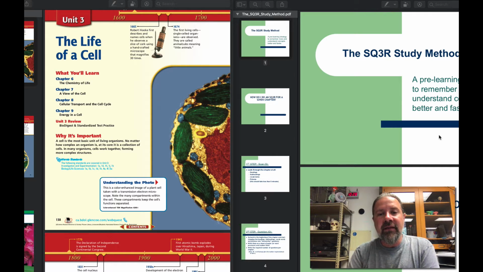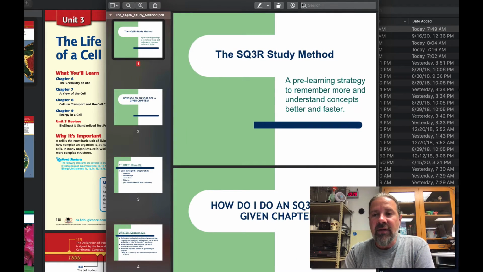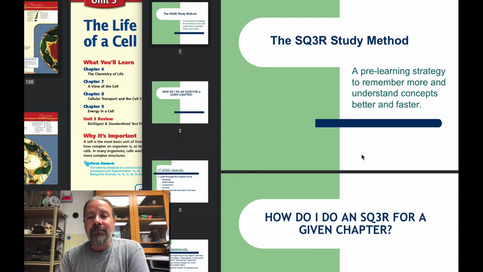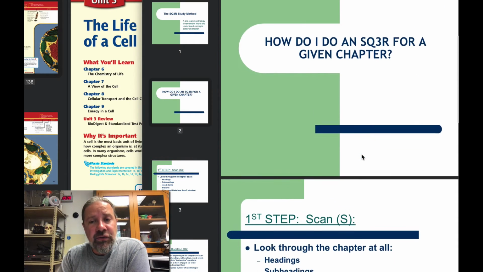So let's take a look at the individual steps of an SQ3R, and then we'll kind of do one on the fly so you can see how they work and you'll have a better understanding of what's expected of you. Okay, so again, it's called the SQ3R study method. Let me clear some stuff up here. How do you do an SQ3R for a given chapter?